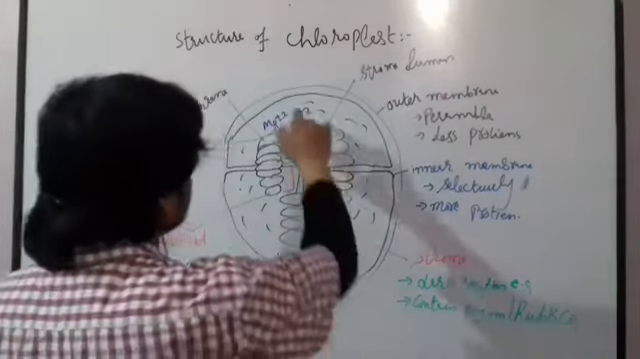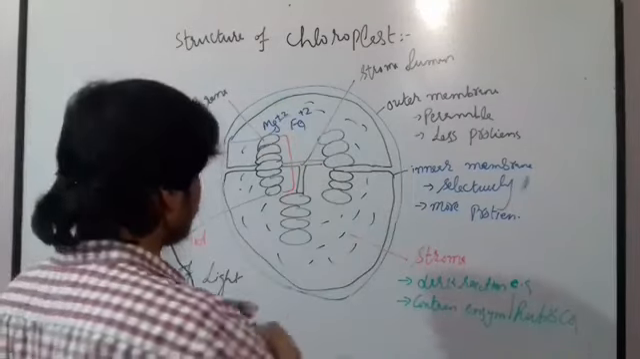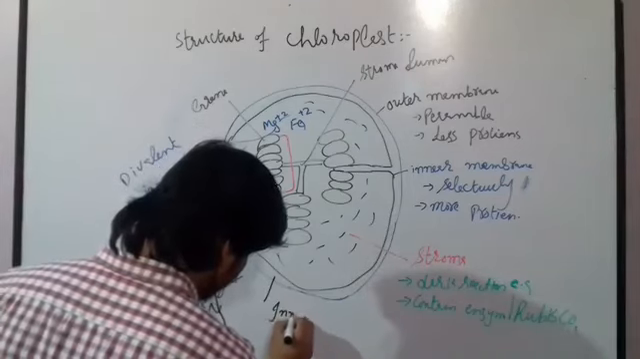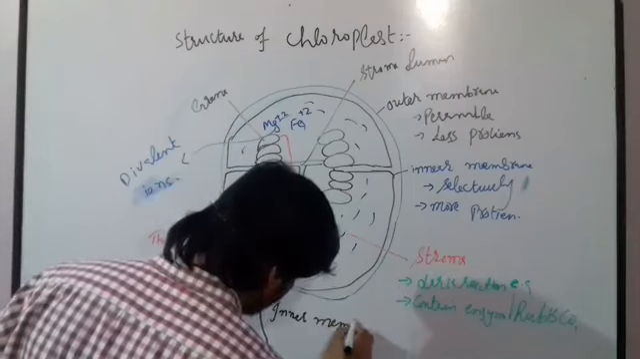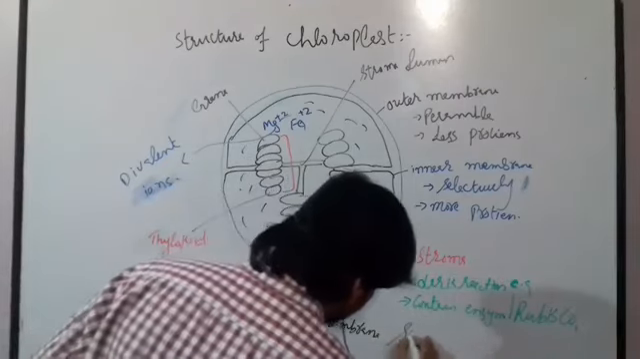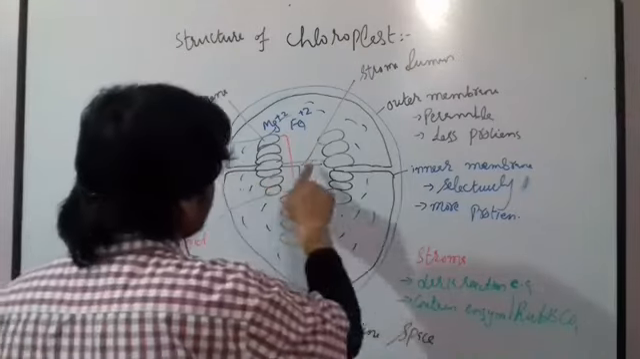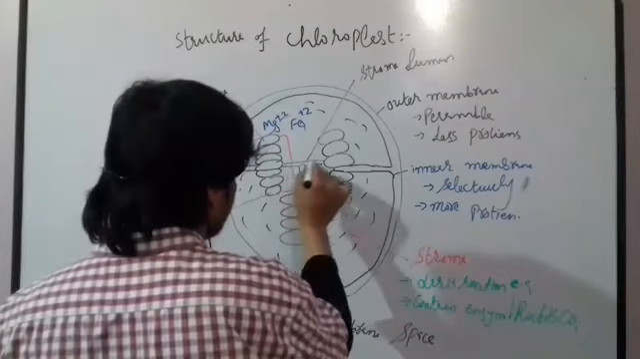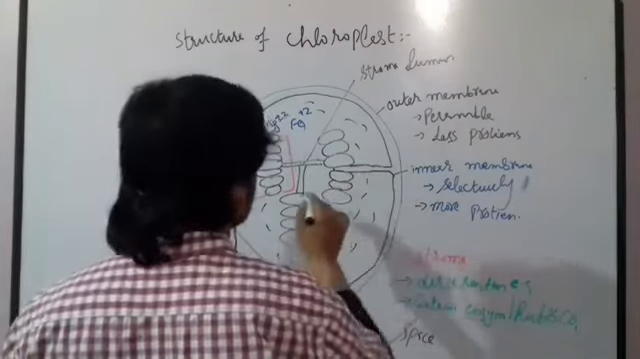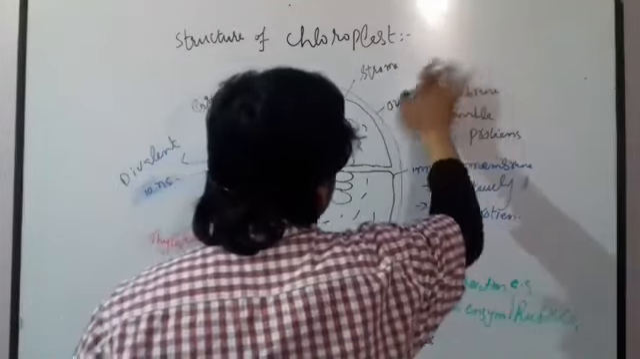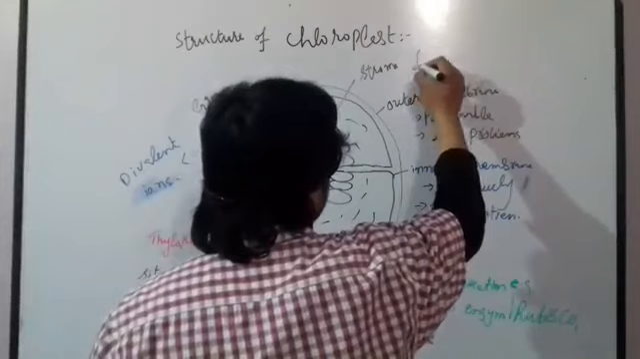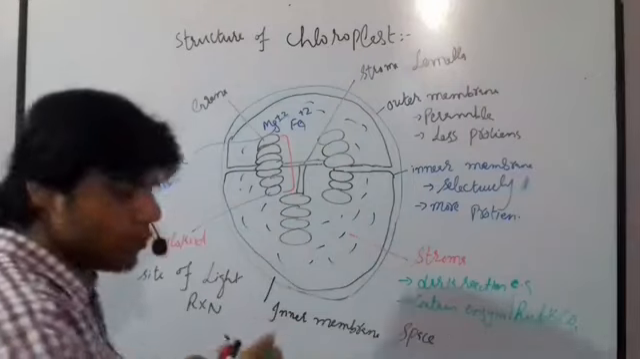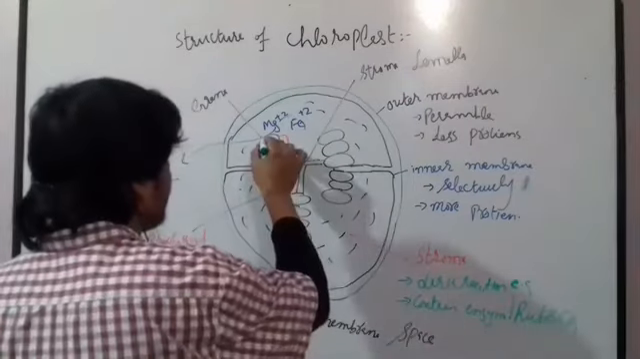Now there is a space, as you are watching, between the inner and outer membrane. We call it the intermembrane space. Where the thylakoids are connected with each other, this membrane portion we call stroma lamellae.